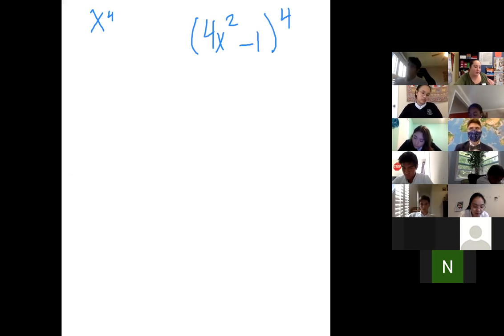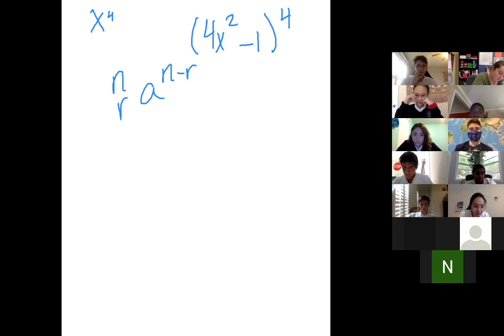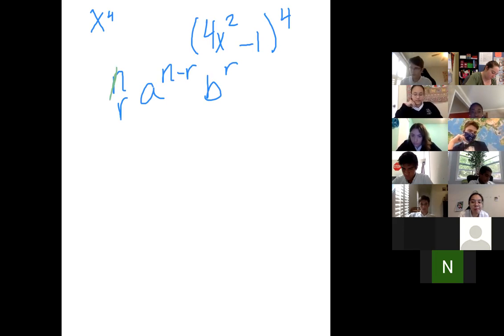Okay, so when we look at this problem, again, our first job is this formula. We have that. Okay, so right off the bat, we know what our n is, correct? So what's our n? 4. Mm-hmm. 4. So I'm going to go ahead and plug that in. So I have 4.